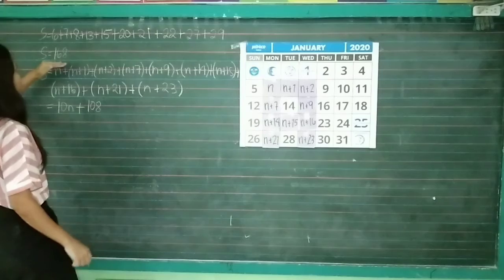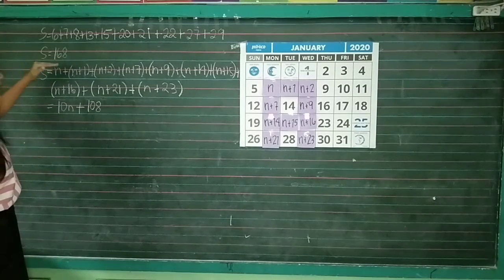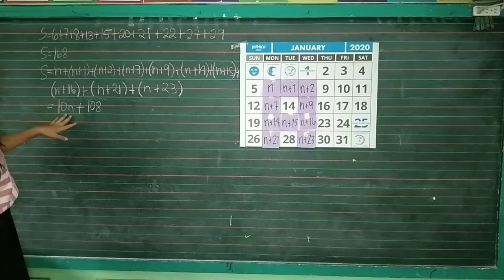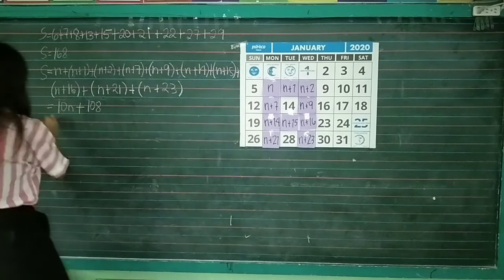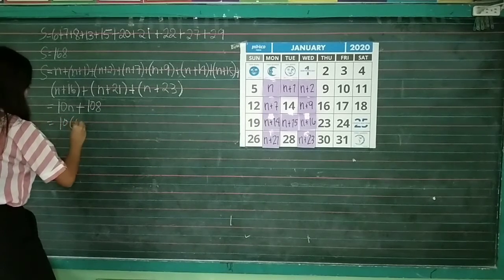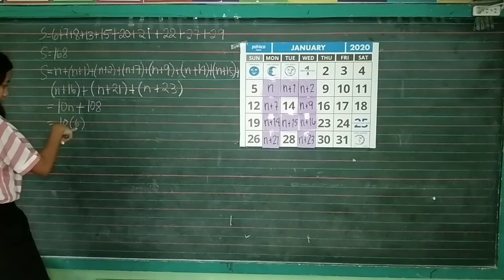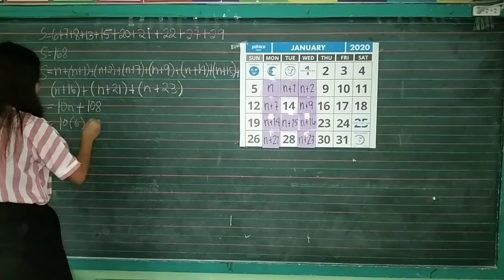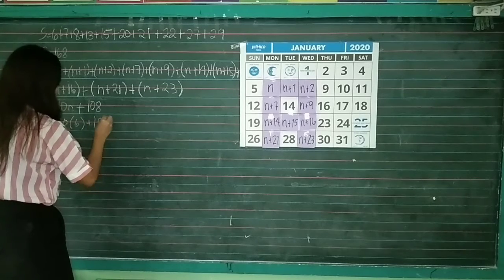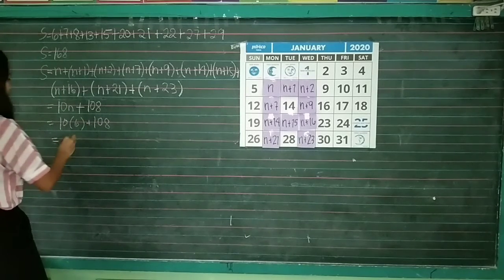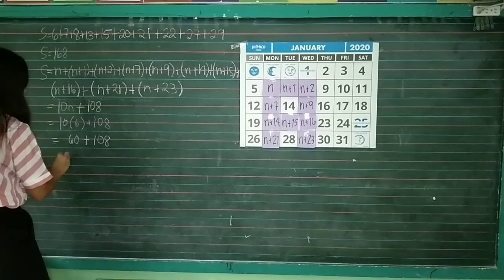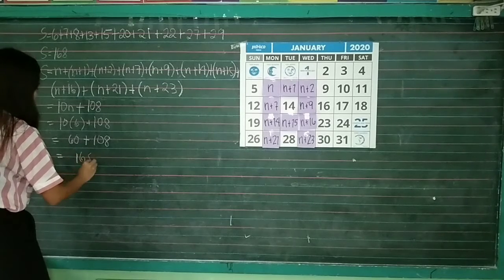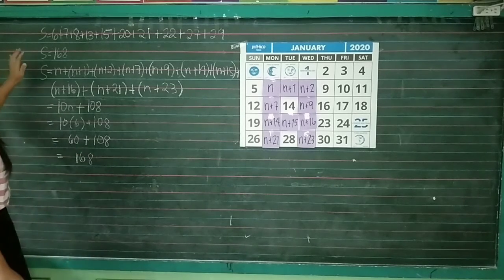So check natin if we get the same answer. So ang gagawin lang natin, substitute natin yung n. Itong n natin, anong value niya? 6. So we have 10 times 6, substitute natin yung n ng 6. Ayan. So 10 times 6 plus 108. So we have 10 times 6 is 60 plus 108 is equal to 168. So, na-check natin siya, tama siya. We have the same answer.